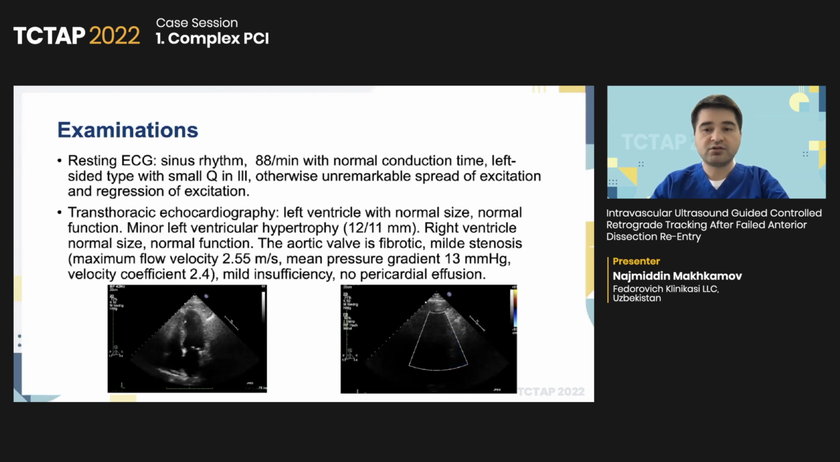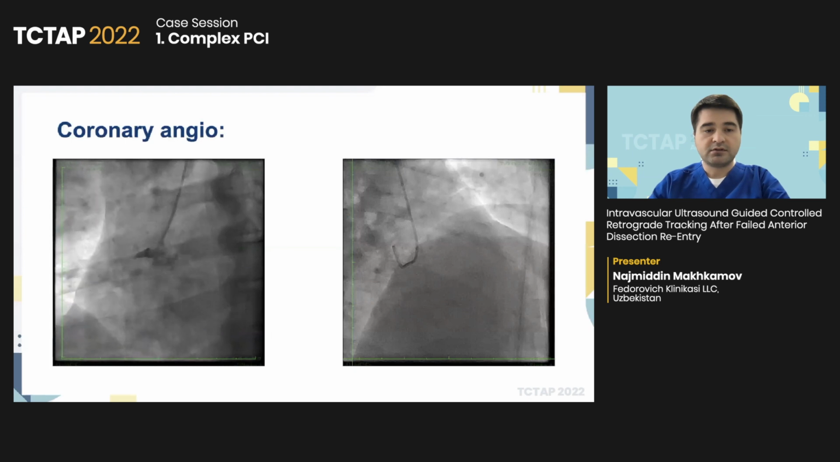By ECG examination, there was a left-sided type with small q. In the echo, there was a normal size and normal function of the left ventricle, and the aortic valve is fibrotic, with mild stenosis with a mean pressure gradient of 13. So this is the coronary angio.